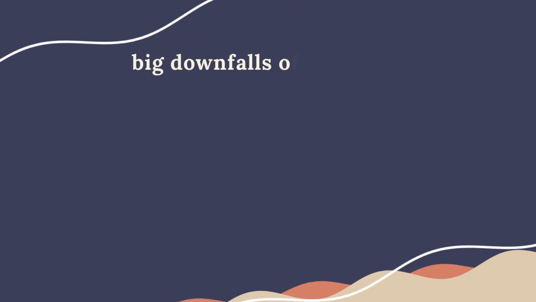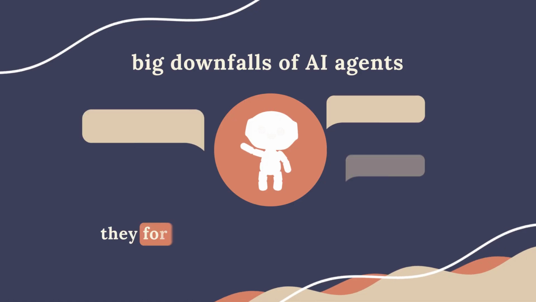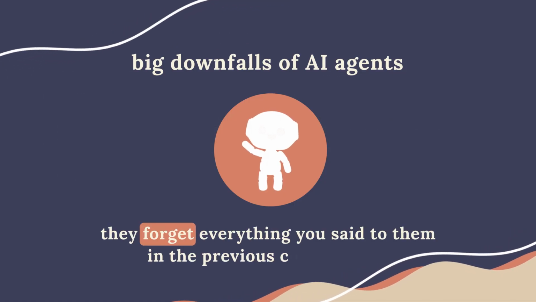One of the big downfalls of AI agents is they forget everything you said to them in the previous conversation. Every time you open up a new conversation, you have wiped its brain and it knows nothing about you, your customs, your people. It knows nothing. And that can be really frustrating. So how do you fix that?